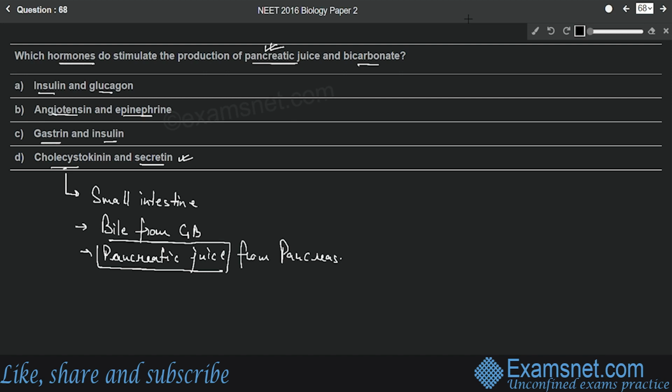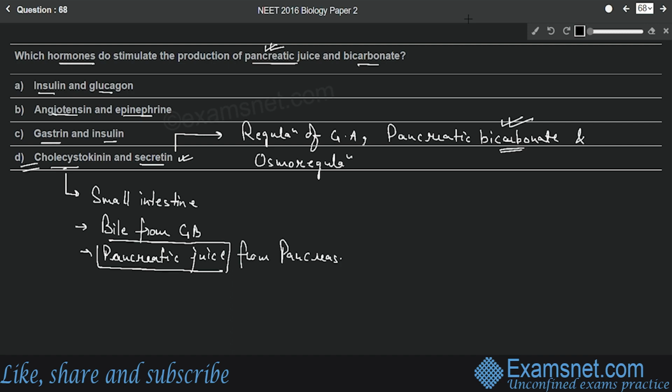Now the second one, that is secretin. What are the functions of secretin? It has mainly three functions. First is the regulation of gastric acid. Then regulation of pancreatic bicarbonate, and then osmoregulation. So these are the functions of secretin. We can see that this helps in the production of bicarbonate. So option D will be the correct answer.